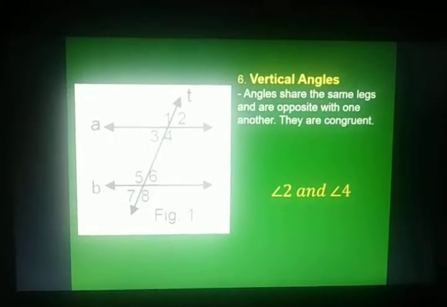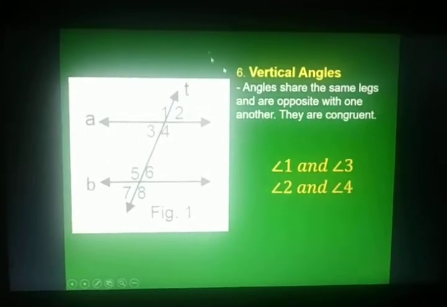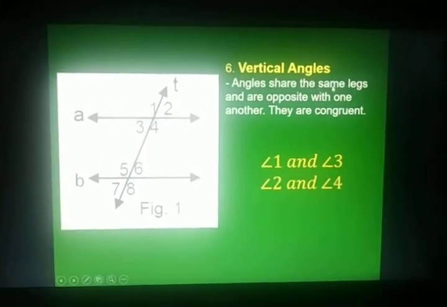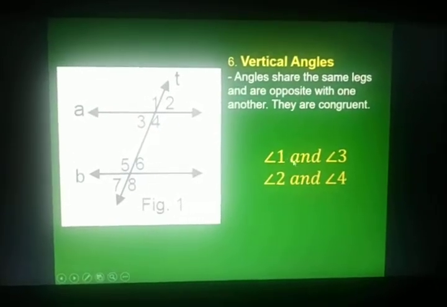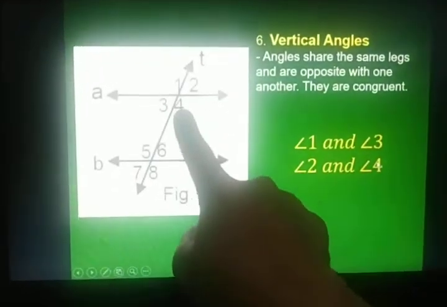Next, we have vertical angles. Vertical angles share the same legs and are opposite with one another. They are congruent. So, I have angle 1 and angle 4. Ulang, no?